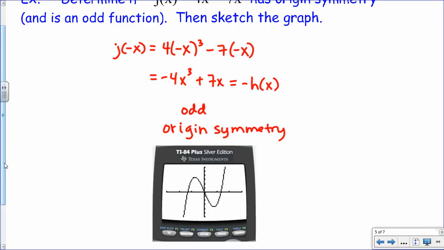When you graph that, do you use the original function, or the one you came up with? You always use the original. The new one is just us saying, okay, if you get the opposite, then you know it has this type of symmetry. So these graphs are the graphs of the originals.